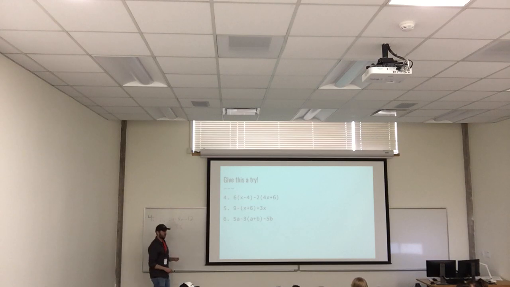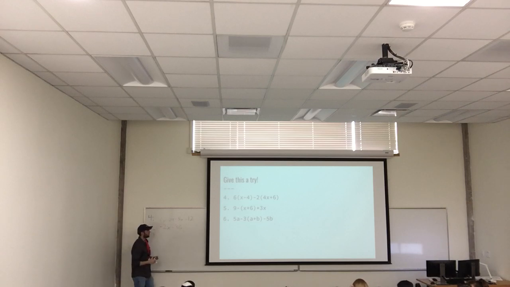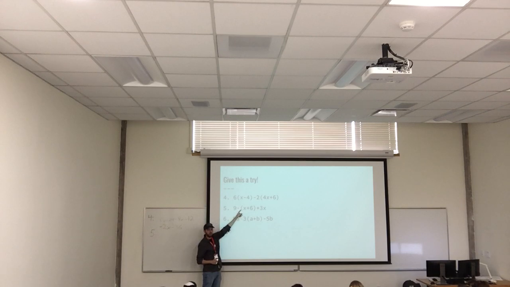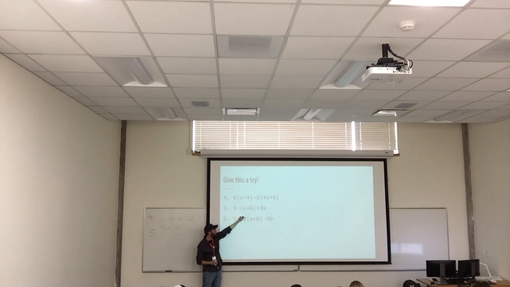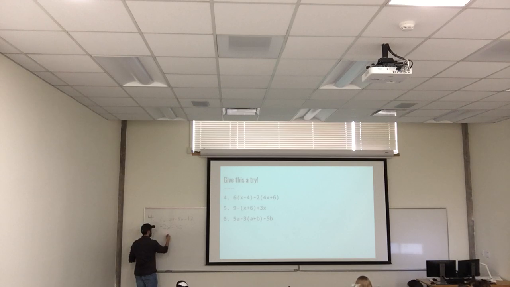So how about number 5? Wait, no. So we have a 9 minus. Wait a minute. Well, let's cover real quick what this means. If you ever have just a subtraction sign outside of the parentheses, do you know what that does to everything inside the parentheses? Makes it all negative, because you know what's technically out here? A negative 1. So it's just like 9 minus 1 times x plus 6 plus 3x. Would it be negative x? Yep. 9 minus x.